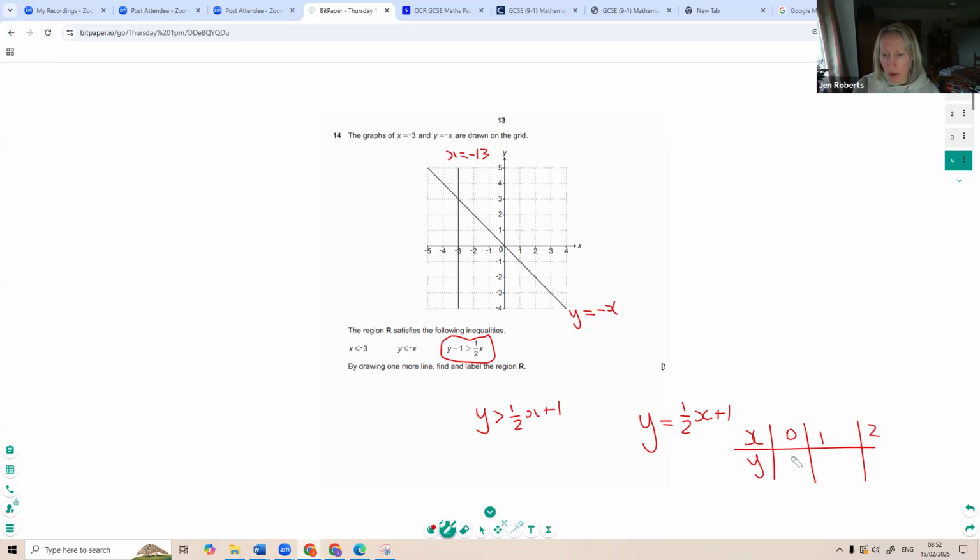Half of 0 is 0, plus 1 is 1. Half of 1 is 1. No, half of 1 is a half, plus 1 is 1.5. Half of 2 is 1, plus 1 is 3. I'm going to plot those points. 0, 1. 1, 1.5. 2, 3.